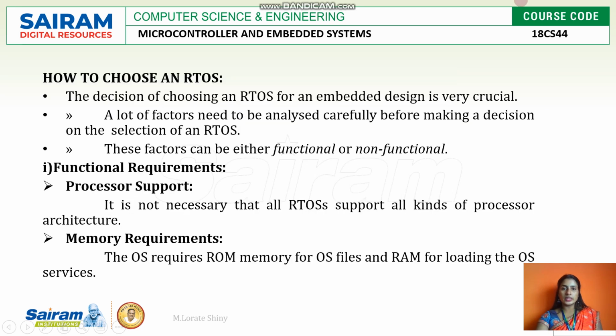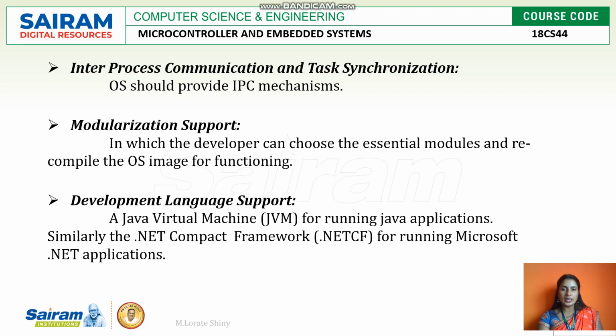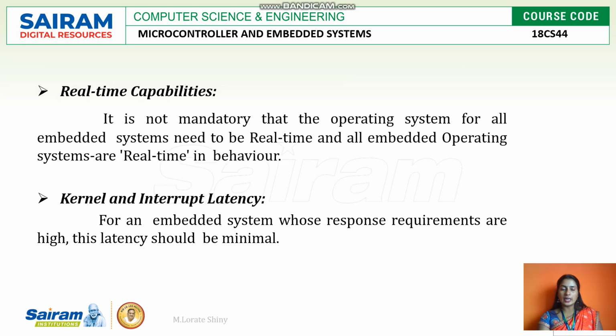Next one is how to choose an RTOS. So before choosing a real-time operating system, we have to do proper, careful analyzing before making a decision on the selection of the real-time operating system. There are two factors called functional factors and non-functional factors. The functional requirements are processor support, memory requirements, real-time capabilities, kernel and interrupt latency, IPC and task synchronization, modularization support and development language and support.